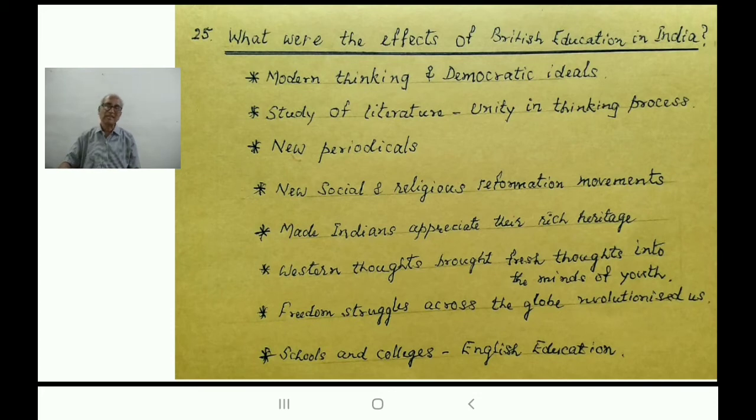Modern thinking and democratic ideals. From the political angle, in Europe and America, the democratic ideals had started flourishing. The modern thinking of philosophers, the books they wrote, and how they made an impression on the people, and people started demanding democratic governments. All these had to be brought into the Indian society too. The British did not bring it from that angle.